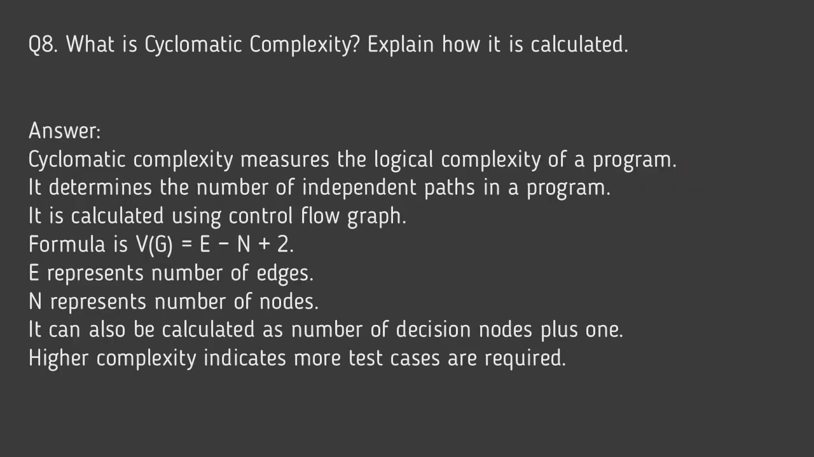Cyclomatic complexity is a metric used to measure the complexity of a program's control structure. It determines the number of independent execution paths within a program. The value is calculated using control flow graphs and helps testers design adequate test cases to ensure complete path coverage.